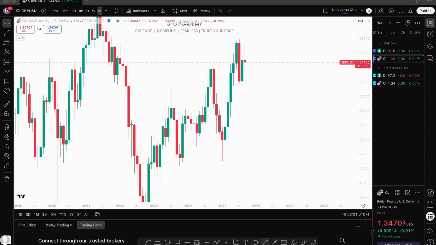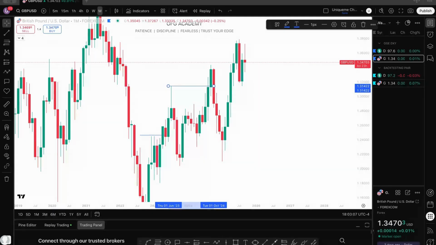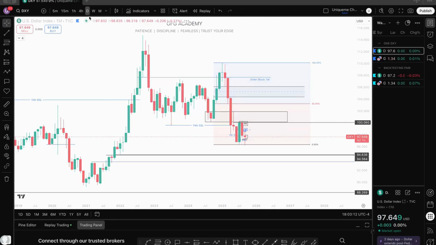So what do I have here? I have a break of structure here. And what do I have? I have a massive break of structure here. And I have a massive break of structure here. Going back to DXY, I need to check that daily.